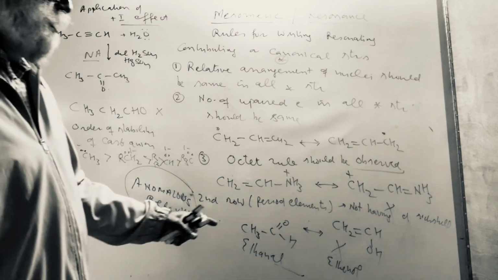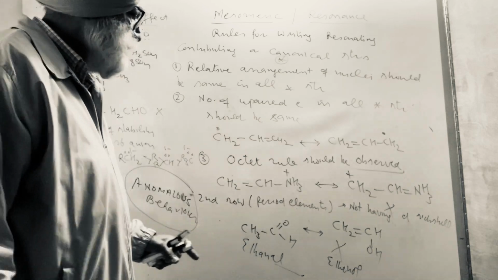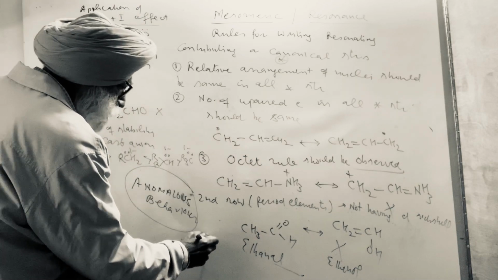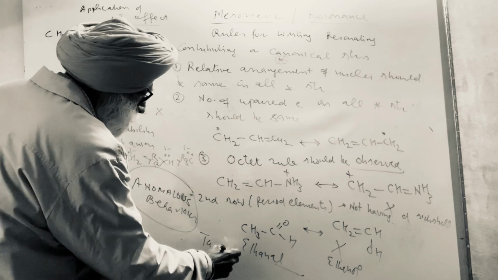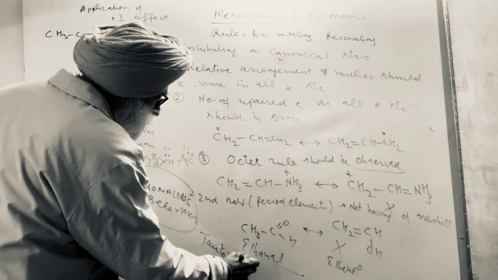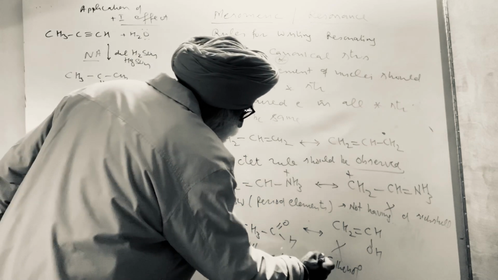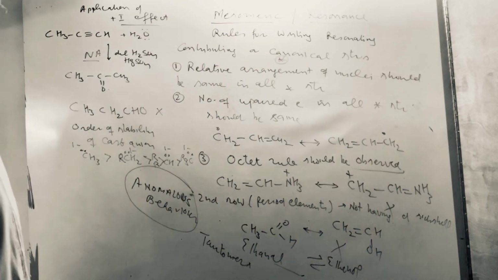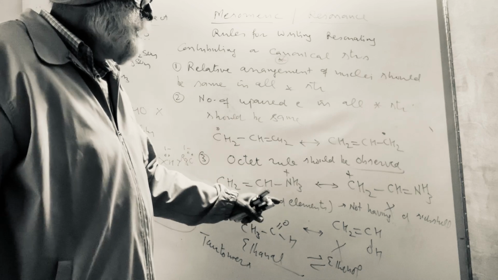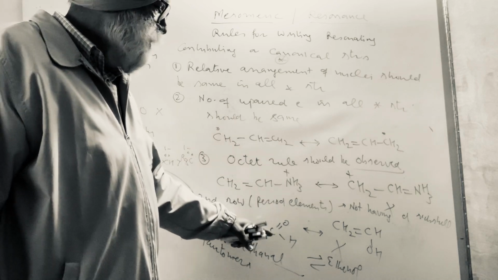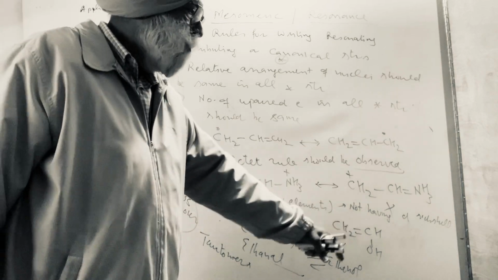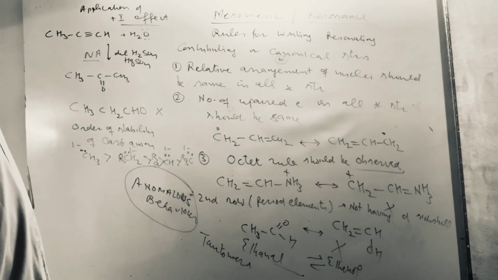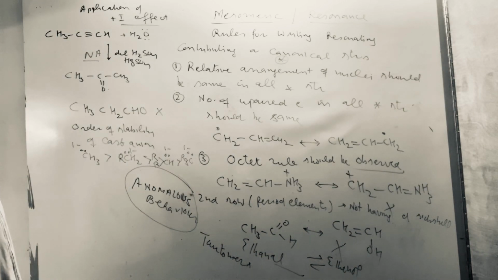So these are not resonating structures, these are tautomers. Tautomer means a functional isomer in equilibrium. Why functional isomer? Because the molecular formula is the same. The difference is in their functional group. Here the functional group is CHO, there the functional group is OH. So naturally these are not resonating structures, these are isomers.